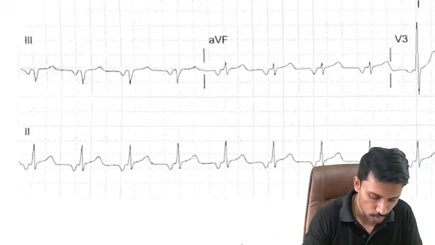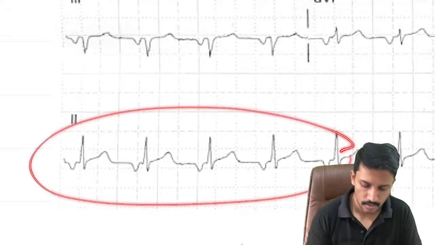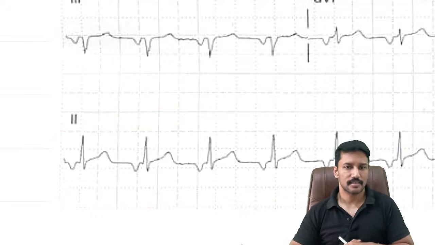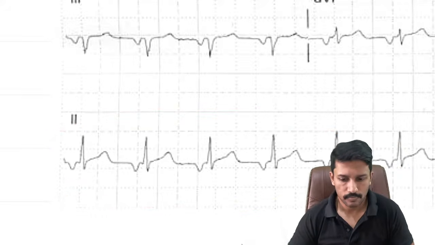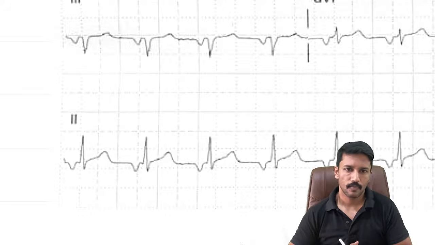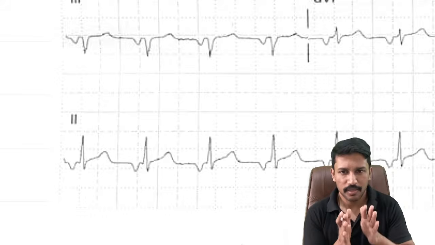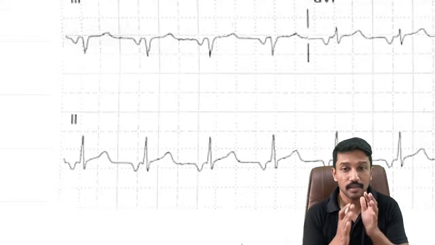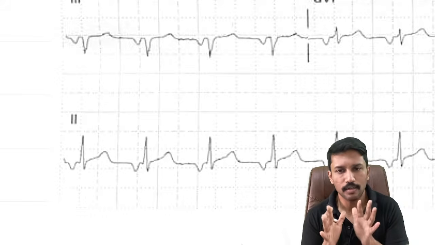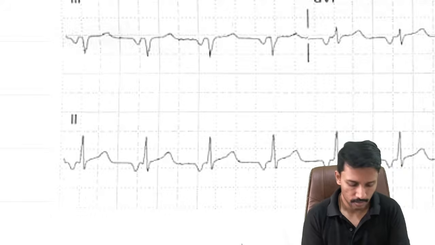Okay, I will zoom in and show you the rhythm strip. So this is lead 2. Is this normal sinus rhythm? When do I call it normal sinus rhythm? The pacemaker should be the SA node. When the SA node is the pacemaker, we will get upright P waves in most of the leads except aVR, and biphasic in V1. Now, what do I notice here?